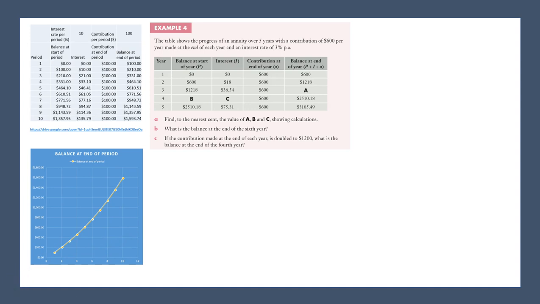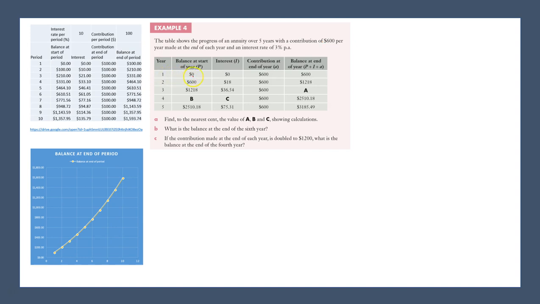In this example, the table shows the progress of an annuity over 5 years. This contribution is only $600 per year, made at the end of the year, and the interest rate is 3% per annum. You really must be prepared for all variations. The amount of money deposited will vary. When it's deposited will vary. The rate will vary. So you've got to read the questions very carefully and note those features.